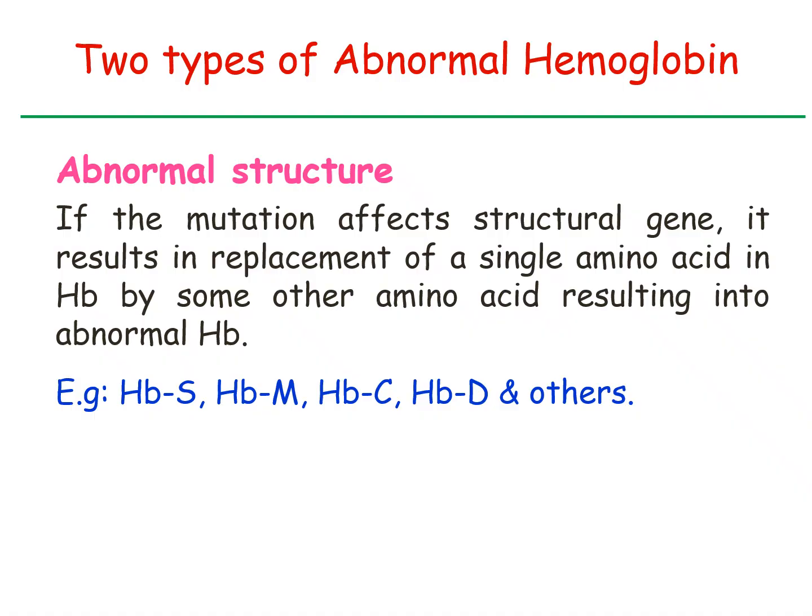First, abnormal structure. If the mutation affects the structural gene, it results in replacement of single amino acids in hemoglobin by some other amino acid, resulting in abnormal hemoglobin. Here, as hemoglobin is a protein, if there is any replacement of one amino acid, another amino acid combines instead. So that leads to abnormal structure and leads to hemoglobinopathies. If there is any replacement of a single amino acid, different hemoglobinopathies may happen.